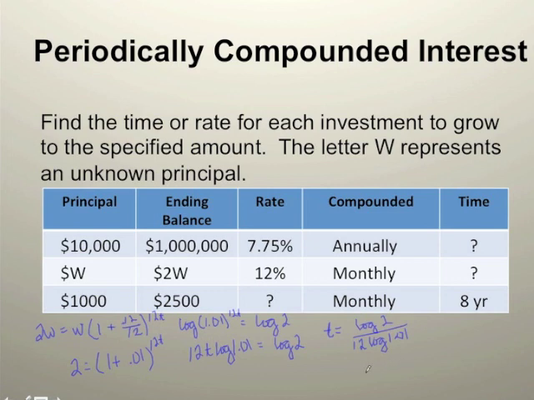And when I go ahead and do that division, I find out t equals 5.8 years or 70 months.